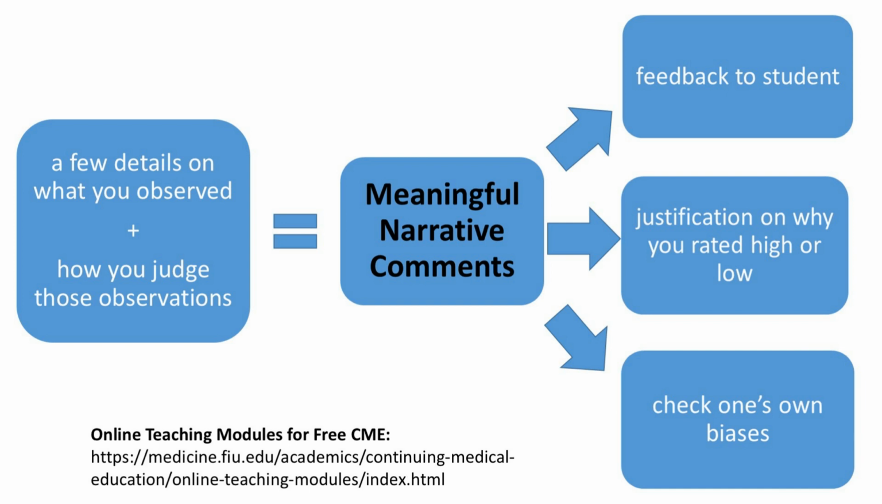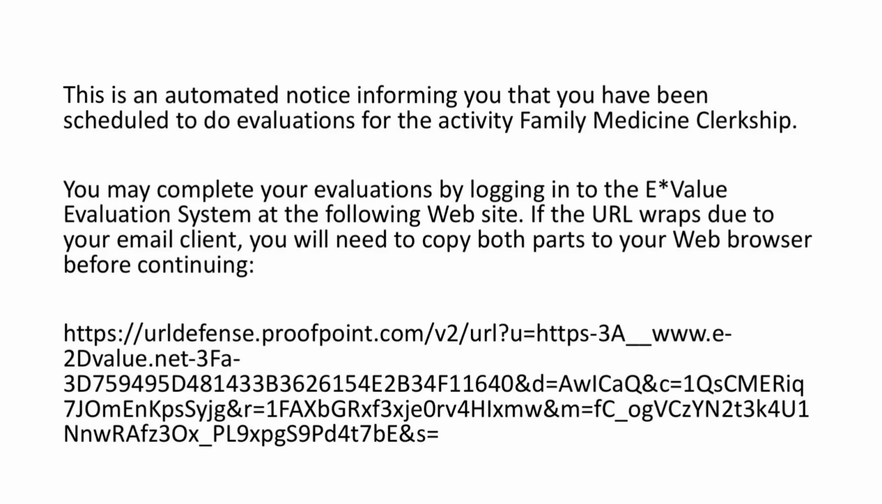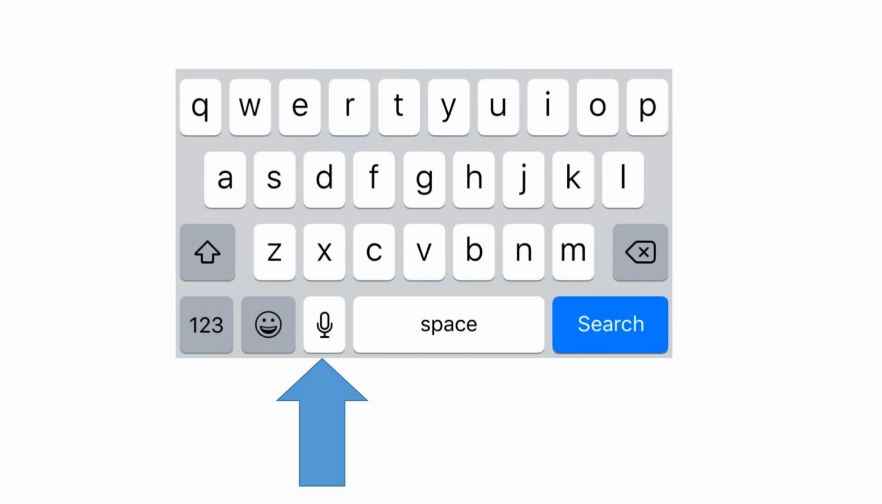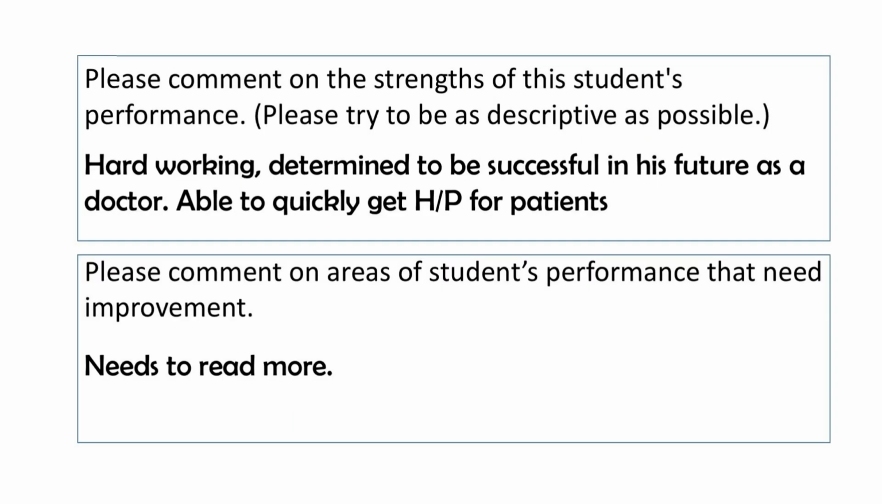We offer free CME for completing an online teaching module entitled Narrative Evaluations of Student Performance, which can be found at this website. This module takes you in depth into writing narrative comments. To complete the CASP, you likely will receive an email that looks like this. One way to be efficient in completing the CASP and including comments is to click on this link on your smartphone. And again, then just click on your dictation button and dictate your comments directly into the CASP. Read over the comments because dictation is not perfect.